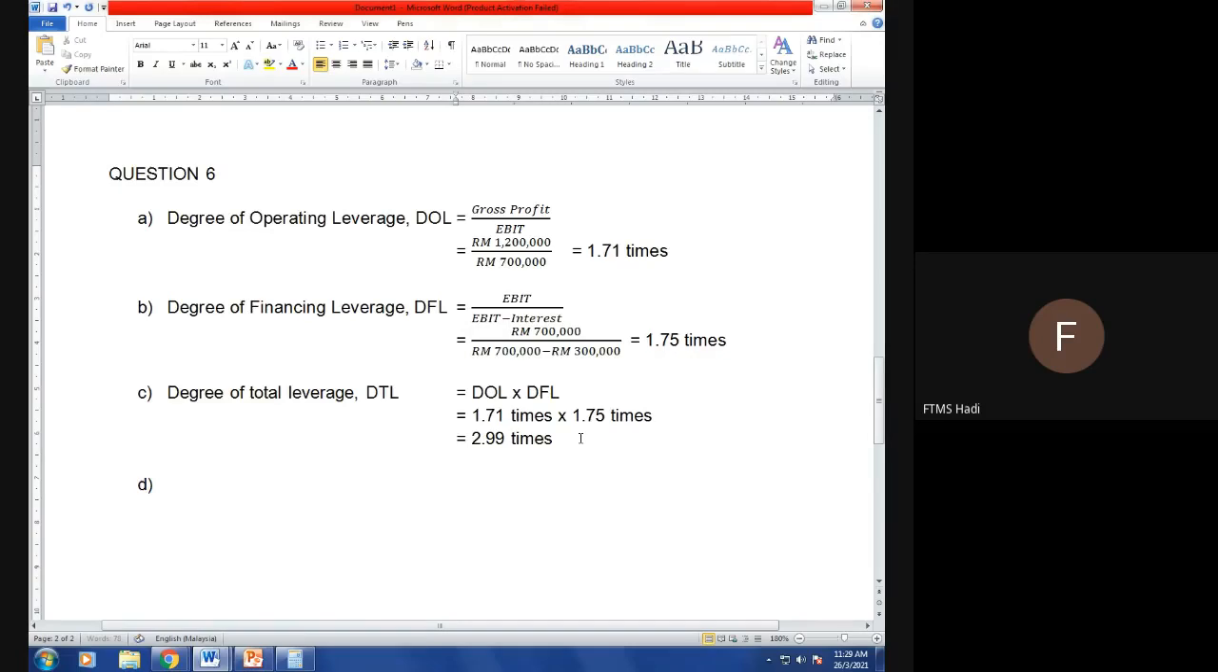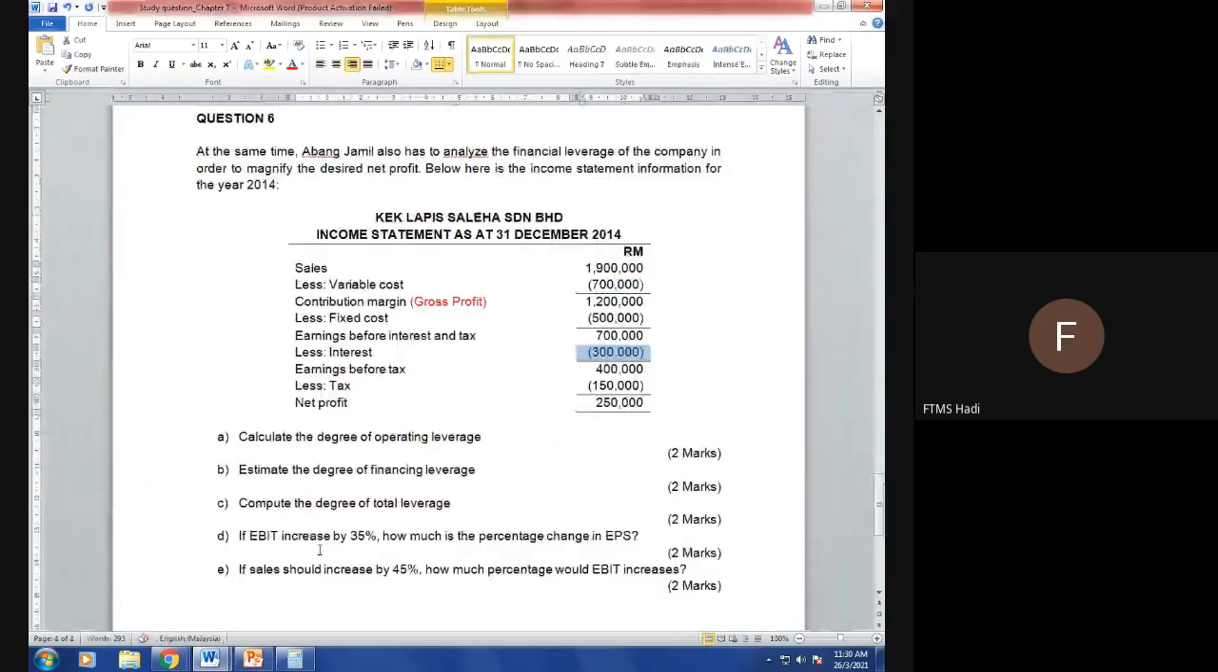Alright, question D and question E are a little bit tricky, because they test you to see which formula is associated with two elements. If EBIT increased by 35%, how much is the percentage change in EPS? The tip to answer this is, you look at EBIT, and you look at EPS. What is the formula associated with those two? Keep in mind EBIT and EPS.